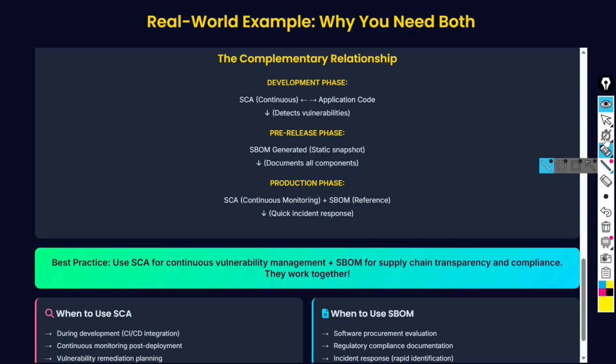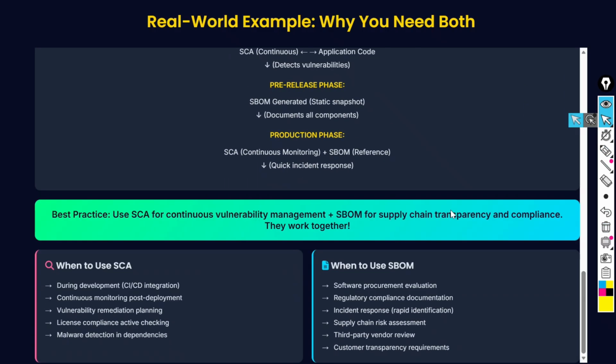As a best practice here, we can use continuous vulnerability management as well as SBOM for supply chain transparency and compliance. One more time: we need to use SCA for continuous vulnerability management, and SBOM for supply chain transparency and compliance. So this is how exactly they work together.